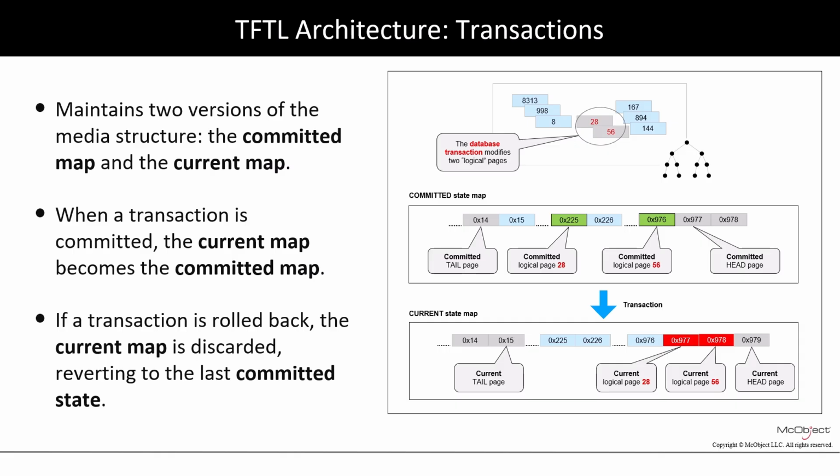Instead, it operates on the current map, which initially starts as an exact copy of the committed map. During an update, TFTL allocates new physical pages for the modified logical pages. As we said before, pages are never updated in place. In this example, 2 pages are updated, so 2 new pages are allocated, and the head pointer advances 2 pages from hex 977 to hex 979. The previous versions of the updated pages become stale, making them candidates for garbage collection when the transaction commits.